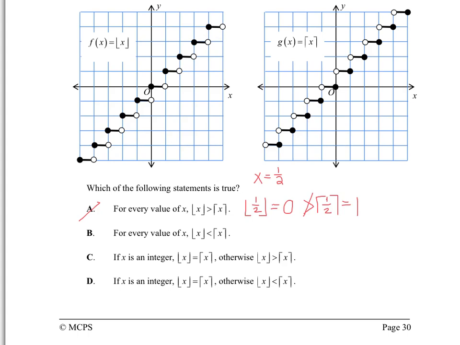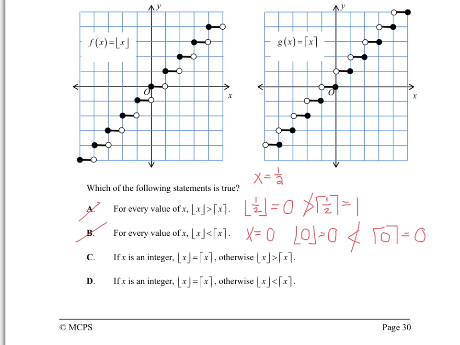B: For every value of x, the floor function of x is less than the ceiling function of x. Well, we see that that's true when x is 1/2. But let's look at an integer. Let's say x is 0. The floor function of 0 equals 0. And we want to know, is that less than the ceiling function of 0, which also equals 0? So this is not true either, and B can't be our true statement.